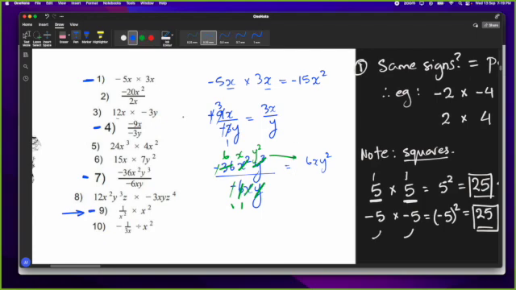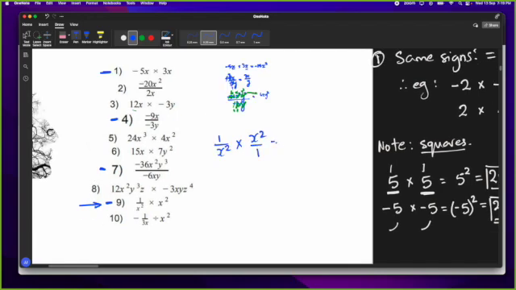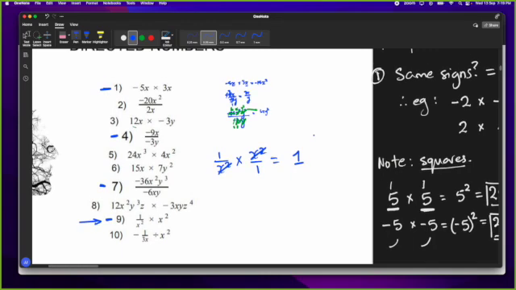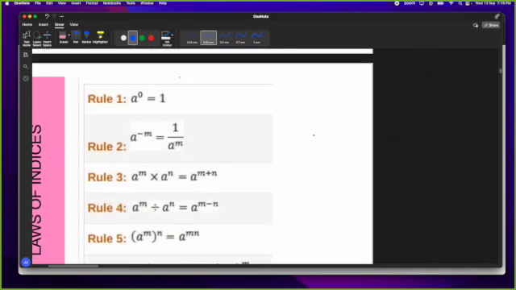And Joseph, the last one, 1 over x squared multiplied by x squared over 1, and so this will just cancel into this. All right, and we'll just get 1. Now, of course, you have to do the rest for homework.